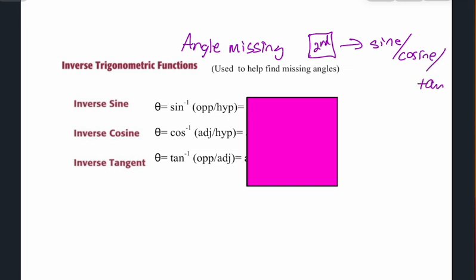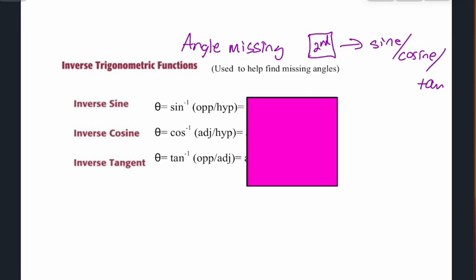So please know if the angle is missing, you want to see this -1 notation. If you look at this giant calculator at the front of the room, that little -1 notation means we're looking for an angle measure. It has nothing to do with a power. It is just a notation. It is telling us we are missing an angle.